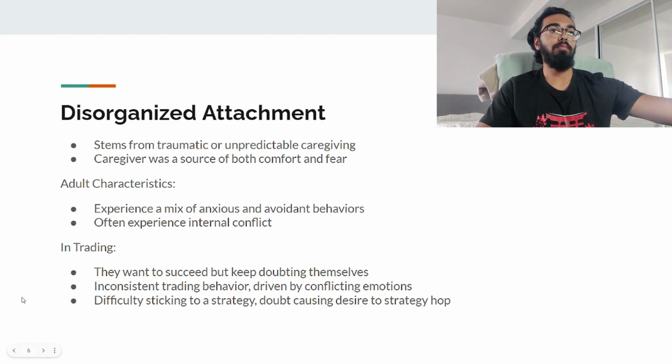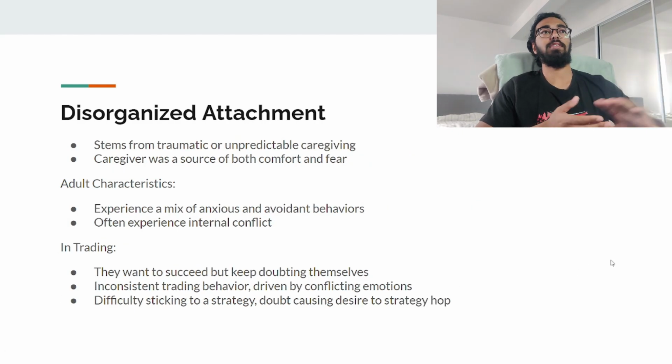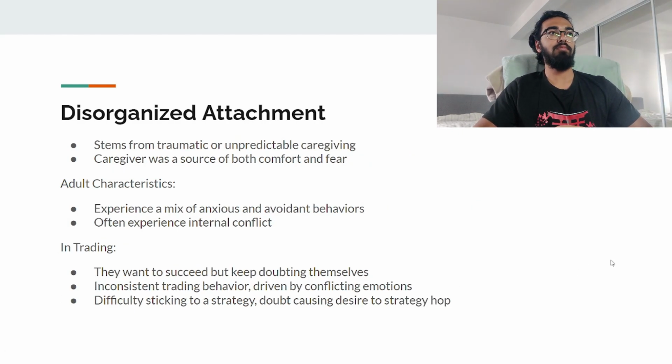And so the last one is disorganized. This one is kind of a mixture of anxious and avoidant. It stems from traumatic and unpredictable caregiving, where the caregiver was a source of both comfort and fear. So as adult characteristics, they may experience a mix of anxious and avoidant behaviors, and they often experience internal conflict.